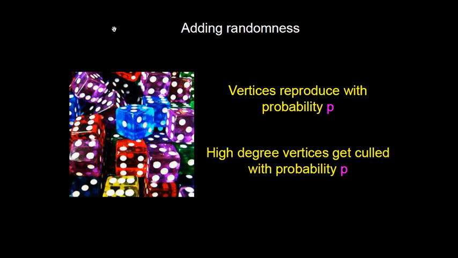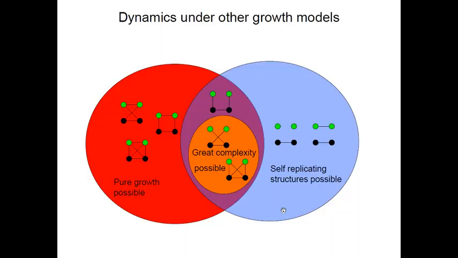Well, I investigated this issue a little bit. I considered the case where the vertices only reproduce with a given probability, and where the vertices of high degree only get killed with a certain probability. And indeed, in this case, we still get the complex self-replication. So it's kind of interesting.